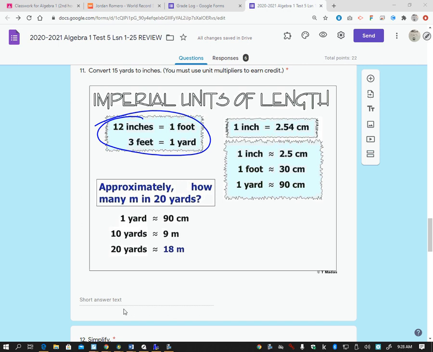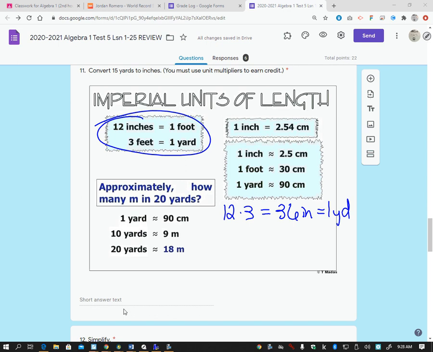Okay. So how many inches are in a yard? Three. Listen to what I'm saying. There's 3 feet in a yard, okay? And there's 12 inches in a foot. So how many inches are in a yard? 36, right? Because 12 inches in a foot times 3 feet in a yard, 36 inches is 1 yard.